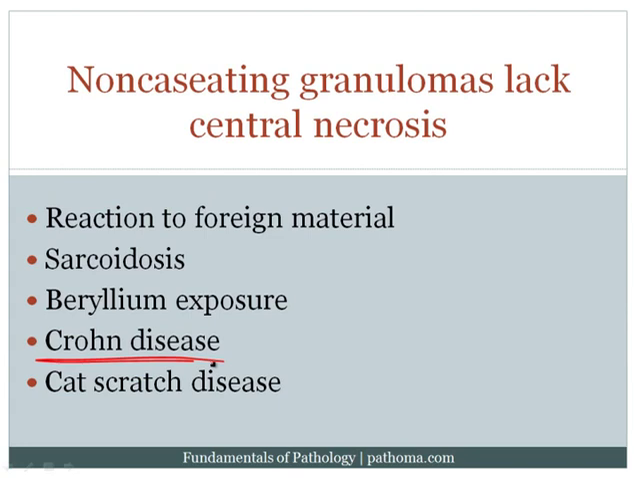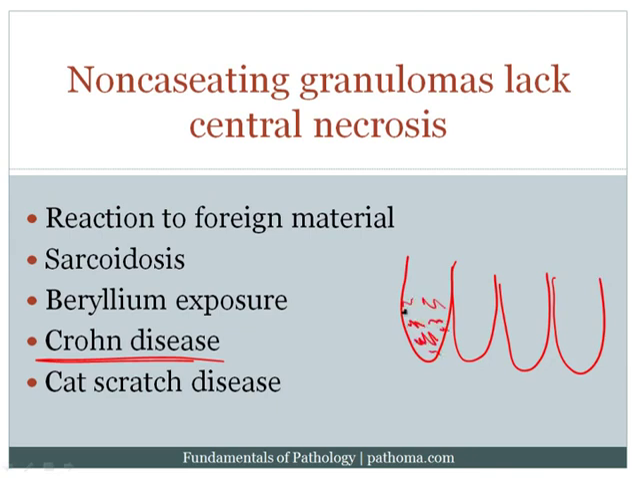And crypt abscesses basically mean that if you look at the colon, you know that the colon is made up of a bunch of crypts that line up like a test tube, and in the bottom of these crypts you get neutrophils. Those are called crypt abscesses, and that is the histologic hallmark of ulcerative colitis, whereas the histologic hallmark of Crohn's disease is a non-caseating granuloma. And again, you have to know the histologic hallmark. It's very important to be aware of.